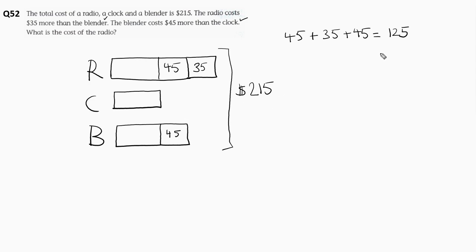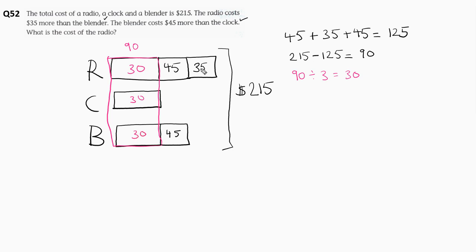So I know that these parts of my model are 125. If I take that 125 away from 215, I will be left with the value of these three parts. So 215 minus 125, that is going to give me 90. So I know that the value of these three parts here is 90. And if I divide that by 3, I get 30. So I know now that each of these has a value of 30.